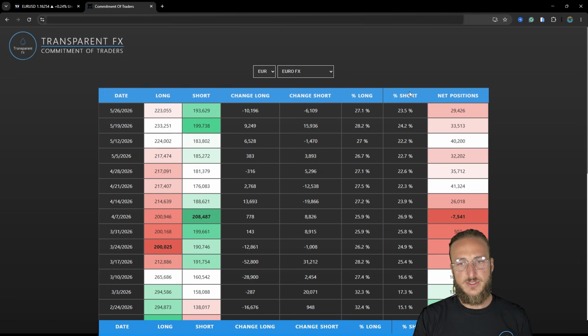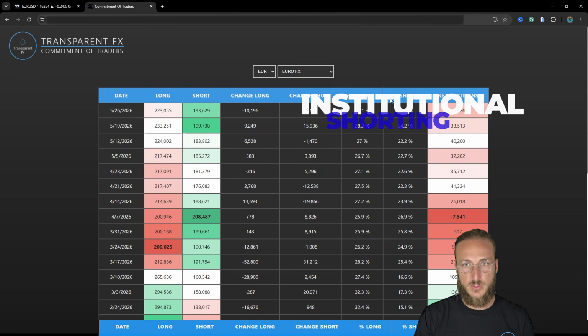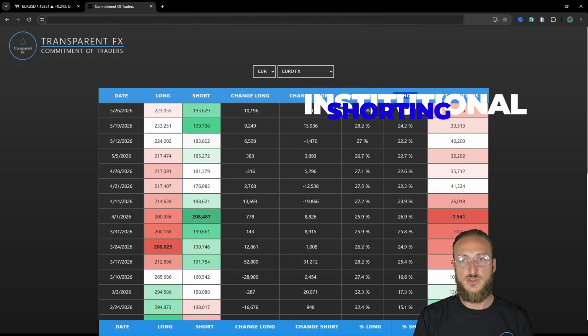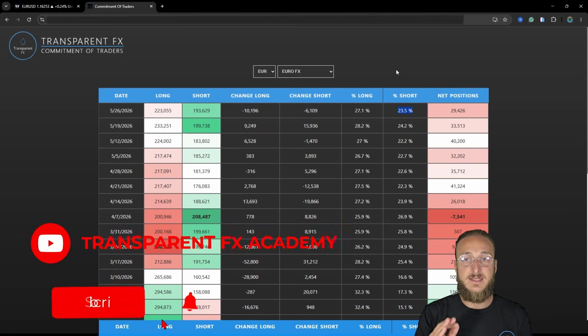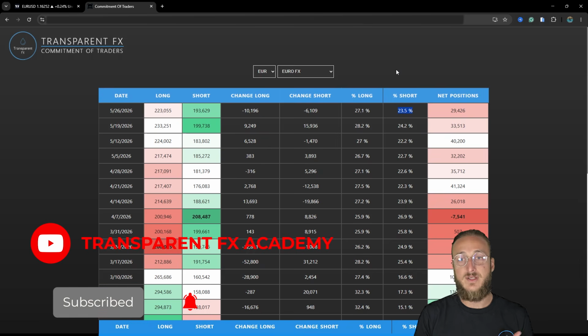And what we can notice here as well is that there is definitely room for more institutional shorting. In fact, if we look at the percentage short, we can see that we are currently at 23.5%. This is the percentage of institutions that are exposed to the short side compared to the overall short exposure that there is at the moment on EURUSD. And this 23.5% means that this is the amount of institutional speculators that are currently on the short side.